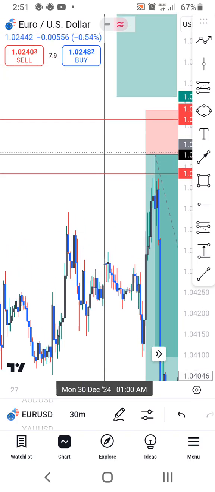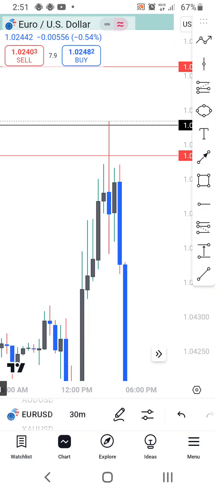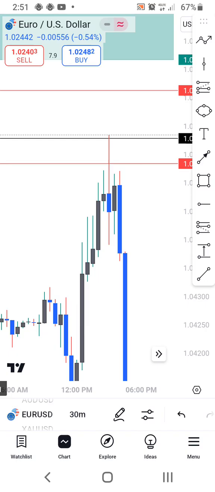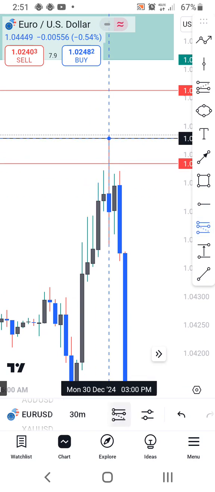But you see the way the market reacted on our level of liquidity. Let me first delete this one. That black line is our entry. The red line above is our stop loss. Are you seeing the way it reached the level and the way it reacted? Snipers. We are getting snipers, people.